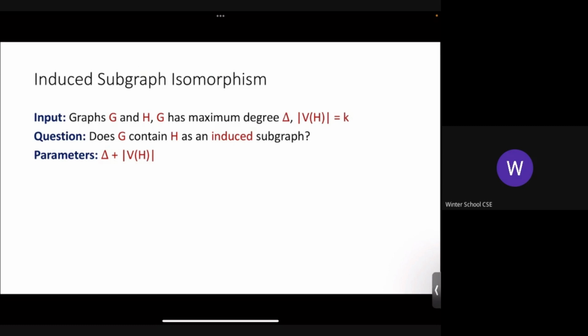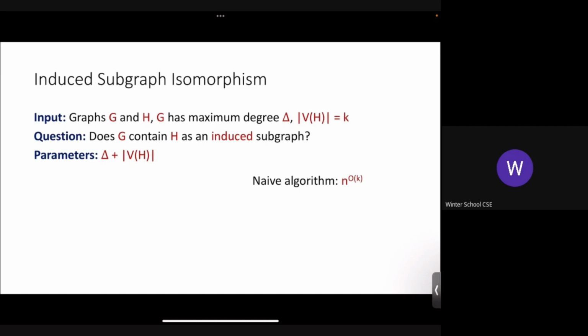I have two graphs G and H. And here I have an additional condition that my graph G is of bounded vertex degree. This bound is delta. And the parameter K is the size of the graph H. And then I ask if G contains H, but this time as an induced subgraph. The parameter here is delta plus K, the number of vertices of H. You can ask me immediately why it's delta plus K, because before we always considered the parameter K. Why do I make life more difficult?